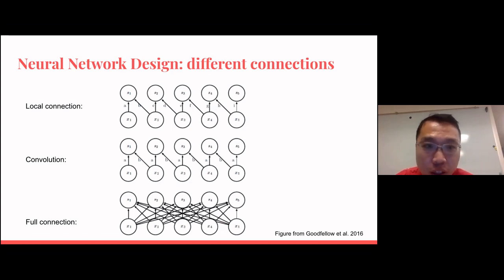One thing I want to mention is how neurons can be connected. There are some ways to connect neurons. The first one on the top is called local connection, so that the input is connected to the neuron next to it, close to it. And we have convolution, which is used in convolutional networks. It looks similar to the plot above, but we can see that the parameters are shared. We use parameter sharing in the convolutional network. And the last one on the bottom is full connection, which is a connection between the input and every neuron in the next layer.